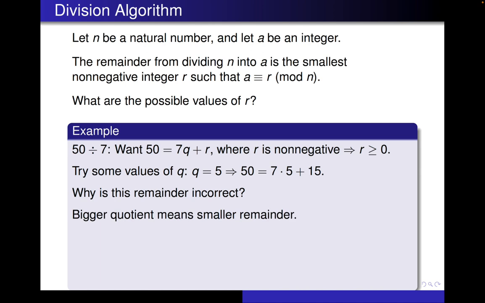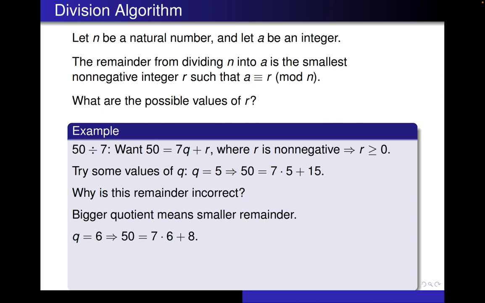Well, what we can do, to see if it's incorrect or not, is try a bigger quotient. Because if we get a bigger quotient, then we have to balance out with a smaller remainder to make that equation true. So let's see how this works. Let's try q equals 6. So 50 equals 7 times 6 plus, well, 7 times 6 is 42, and so we have to add 8 to get that done.